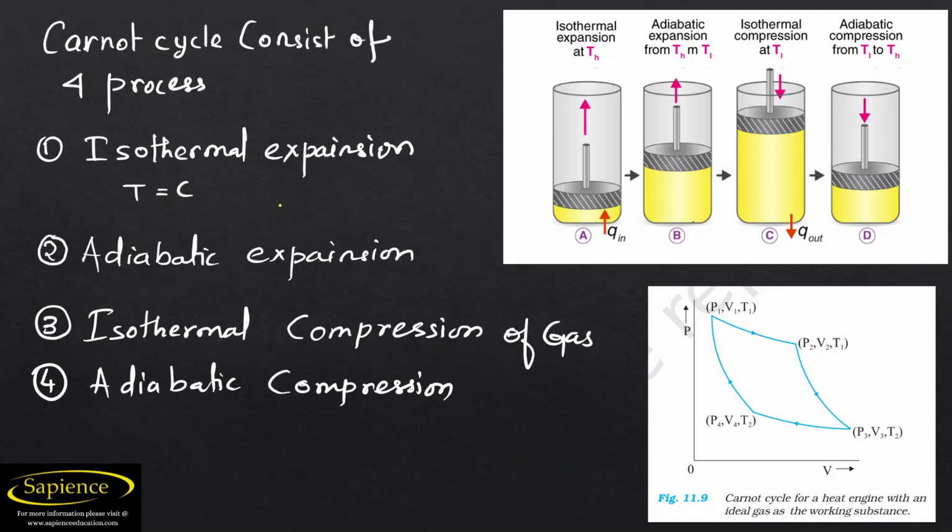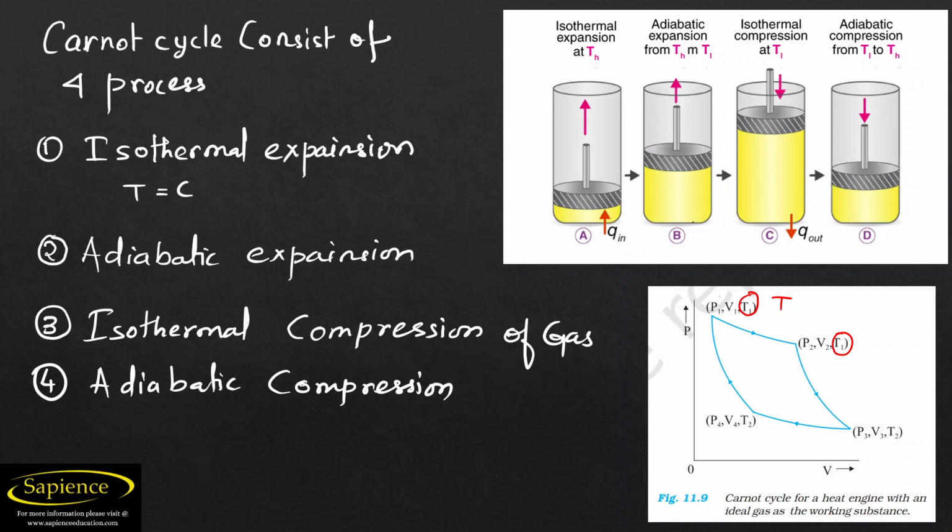Now the Carnot cycle consists of four processes. First of all, the isothermal expansion process, from process 1 to 2. So in this, what happened? Temperature will remain constant. If temperature remains constant, it means that temperature T1, see here, as well as this T1, both are the same.